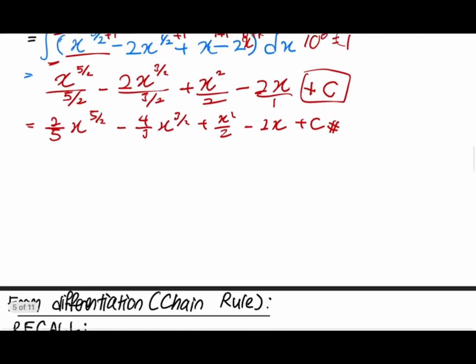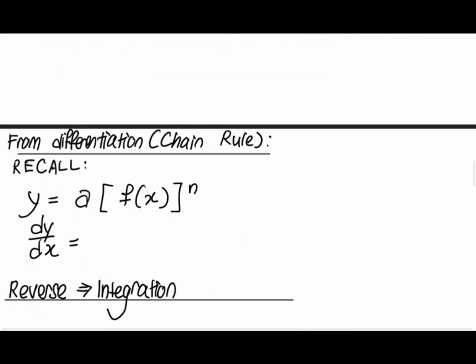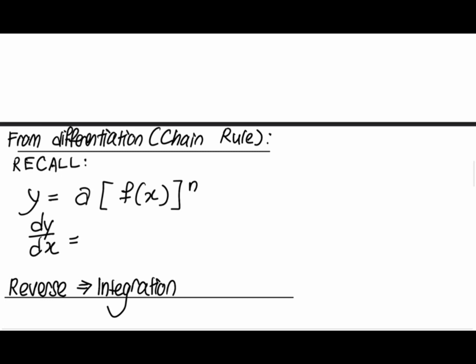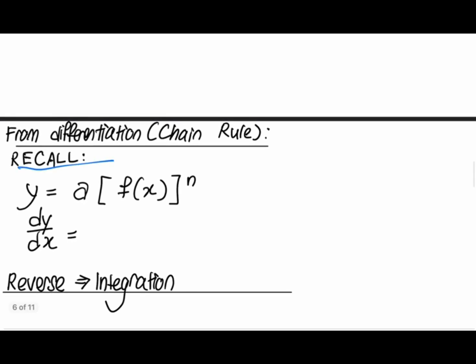Alright. So let's see. Second, I will tell you how to derive it. From differentiation, we already learned the chain rule, right? So recall the chain rule formula. If you forget, you can go back to my videos and revise. So we have y equals a f(x) to the power of n. f(x) is a function in terms of the variable x.